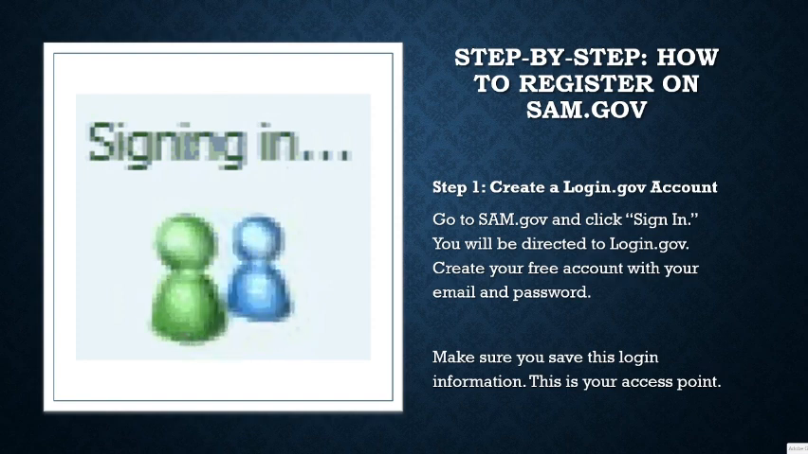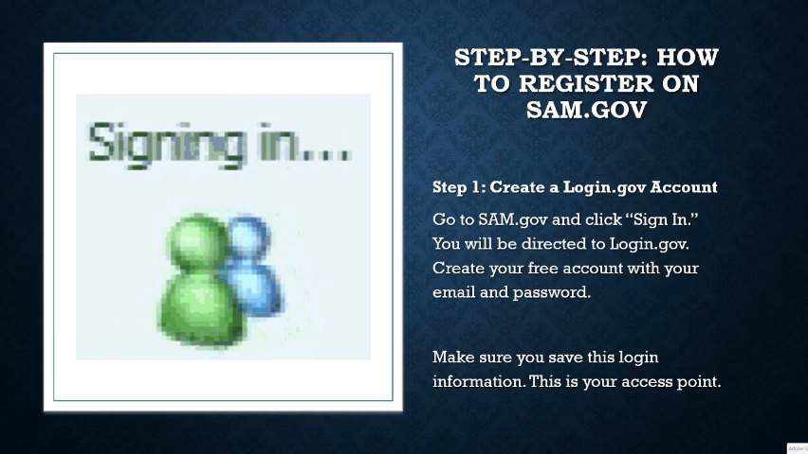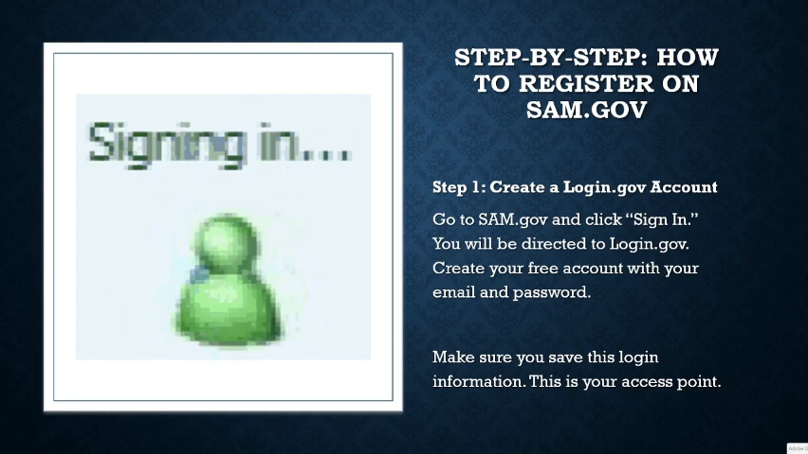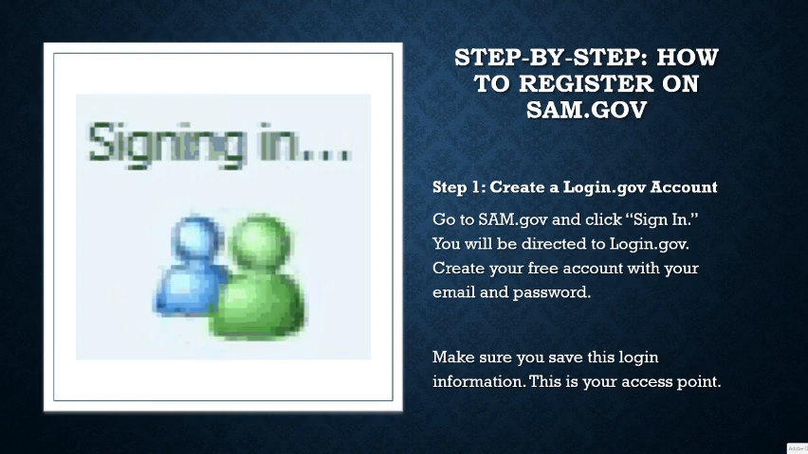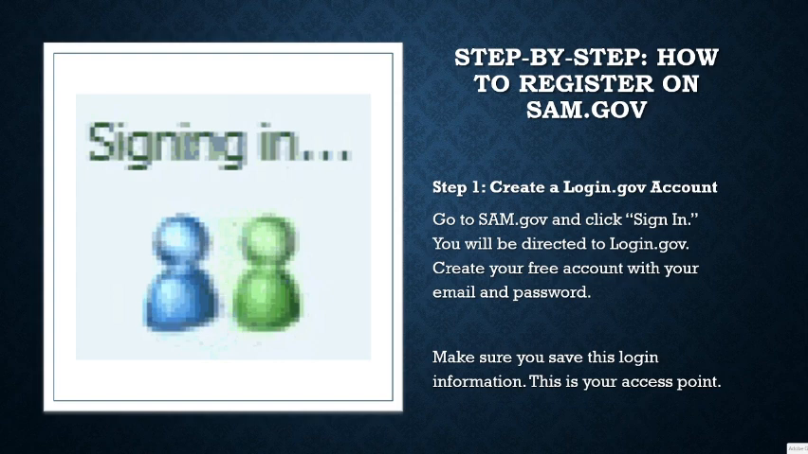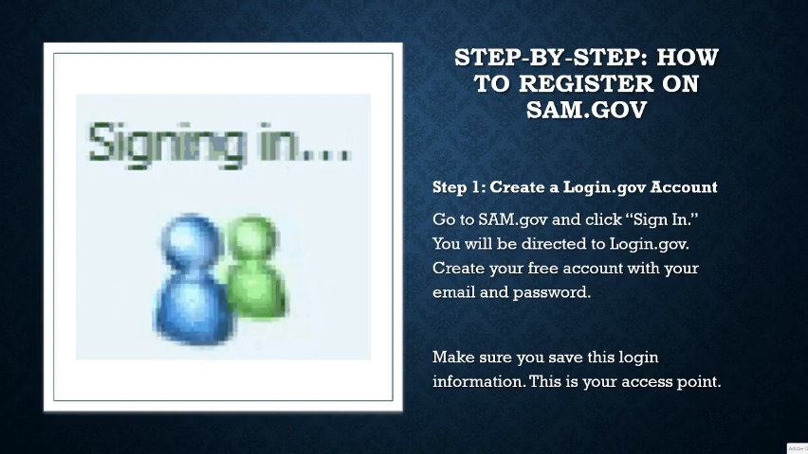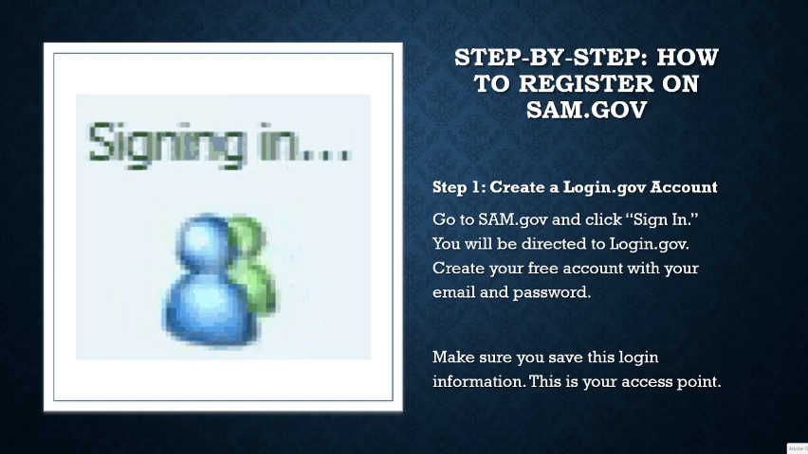Now that you have gathered that information, go to SAM.gov. Now you're going to create a login.gov account. Go to SAM.gov and click sign in. You'll be directed to login.gov. Create your free account with your email and password. Make sure you save this login information. This is your access point.